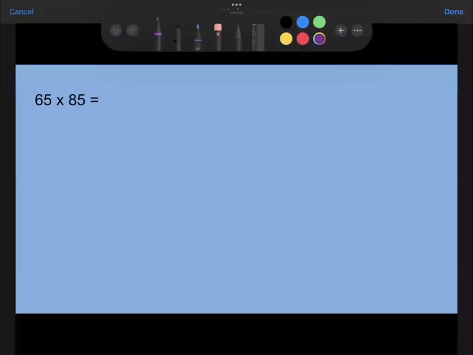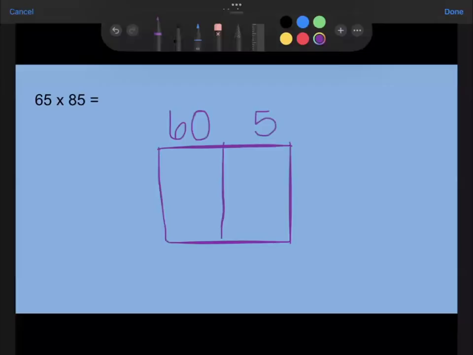Okay, here's our next one. For this one, I'm going to show it using the area model again. So I'm going to take that 65 and split it up into 6 tens and 5 ones and what those values are. So 6 tens is the same as 60. So I'm going to go ahead and write that here. And 5 ones represents 5. So now I'm going to go ahead and make a box under it with 2 columns, 1 column for the 60 and 1 column for the 5.